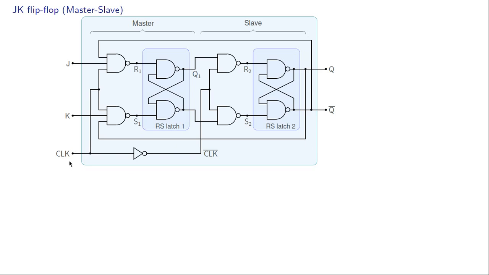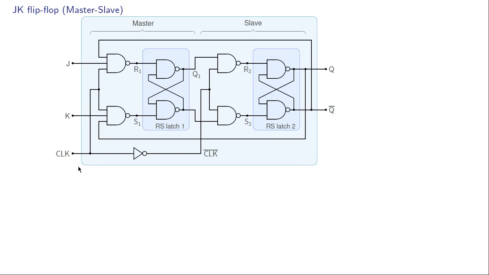Both of these get the clock signal. This one gets it directly, and the second flip-flop, the slave flip-flop, gets it after inversion. When clock is 1, then there is a possibility of Q1 changing, depending of course on these inputs, J and K and Q bar. And at that time, clock bar is 0, so therefore R2 and S2 are both equal to 1, and as we have seen before, the output of the second flip-flop, the slave flip-flop, cannot change. In that case, it continues to be whatever it was.